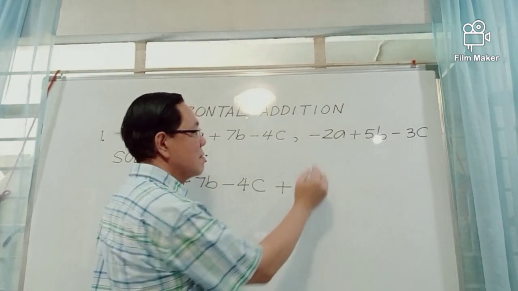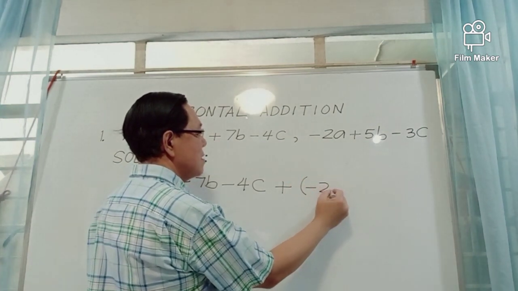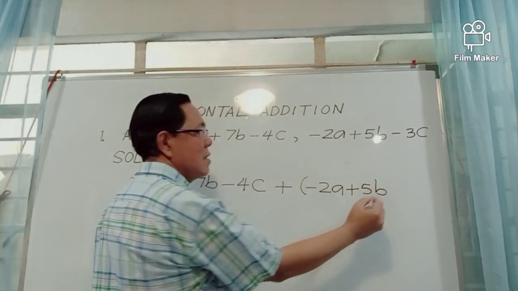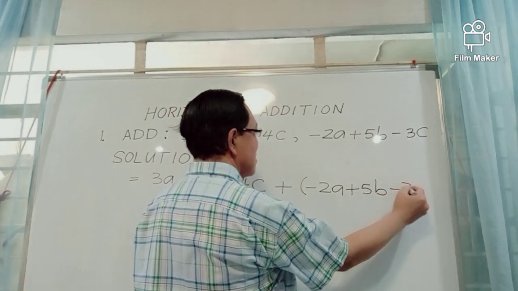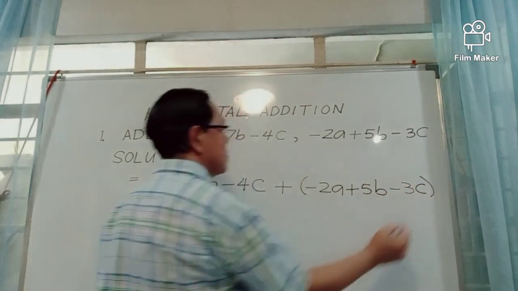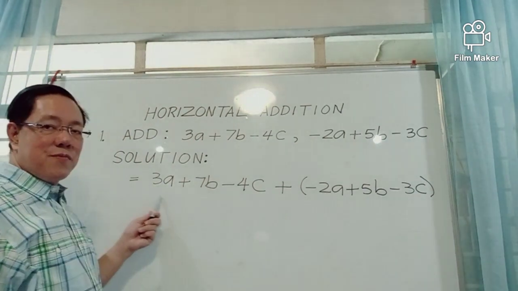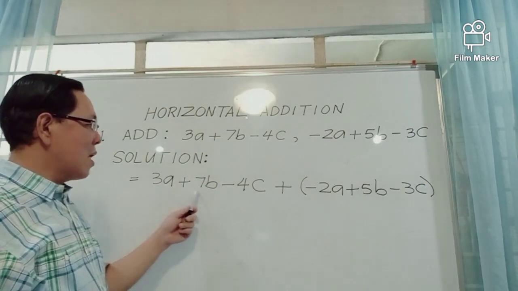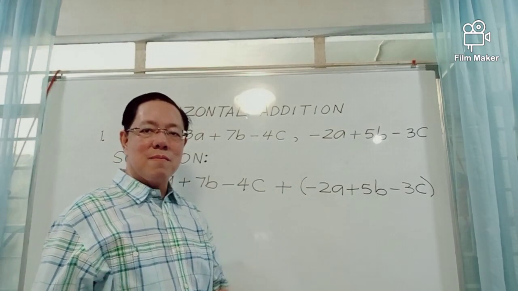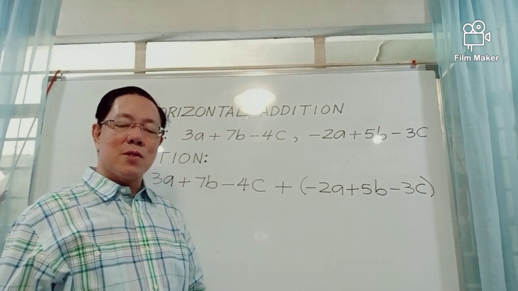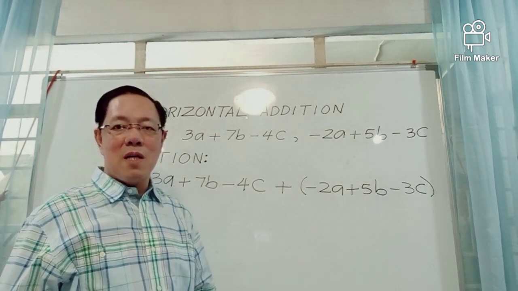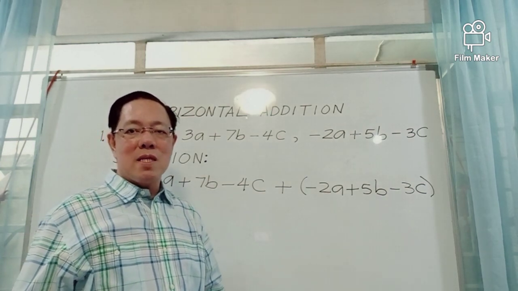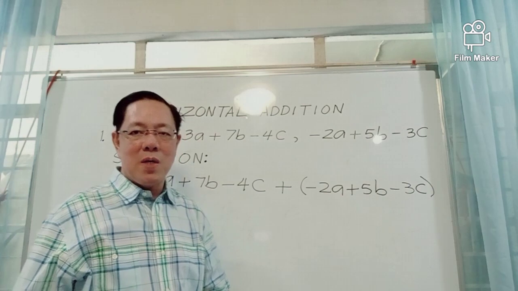Open parenthesis, negative 2a plus 5b minus 3c. And that's the first step in horizontal addition. Write the given algebraic expressions horizontally. For the second and the third and so on, given algebraic expressions that have more than one term, write them within the grouping symbols, the pair of parentheses.